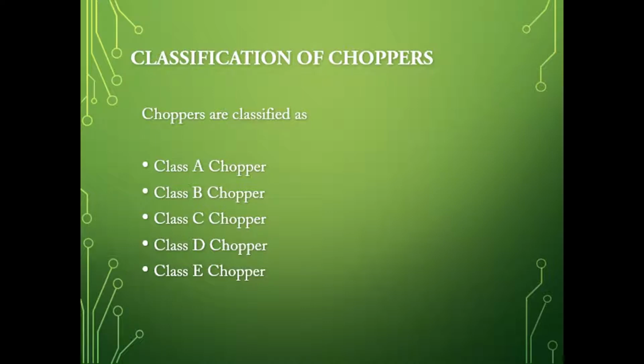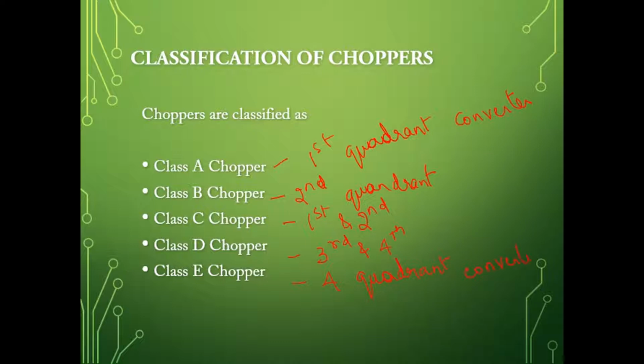Class A chopper is a first quadrant chopper, a first quadrant converter. Class B is a second quadrant converter. Class C is a first and second quadrant converter. Class D is a third and fourth quadrant converter, and Class E is a four quadrant converter, that means all four quadrants. So this is how the choppers are classified.